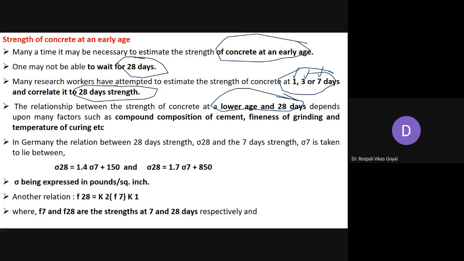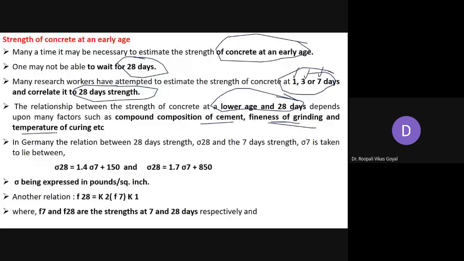They have found that it depends on many factors, such as compound composition of cement. Definitely that compound composition is very important, because ultimately Bogue's compounds are responsible for formation of hydrates, and the gel to space ratio, as I have told you, is a very important aspect in attaining the strength. Then fineness of grinding, because if there is excessive fineness, more surface area would be available for the reaction, and temperature of curing. These are all the factors affecting the relationship between lower age strength of concrete and 28 days strength of the concrete.